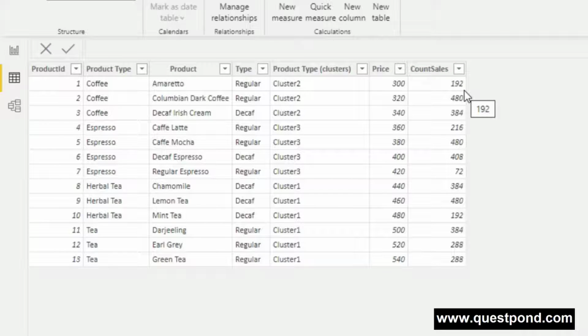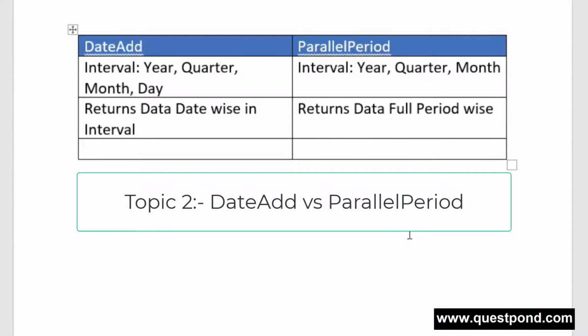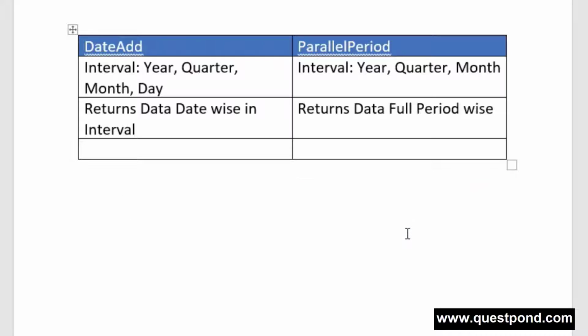Okay, so this is all about related versus related table functions. I hope you understand this question. Now let's move on to our next question. Let's understand the differences between DateAdd versus parallel period. So syntax wise, both the functions have the same syntax.